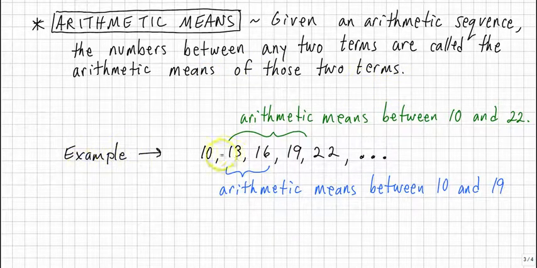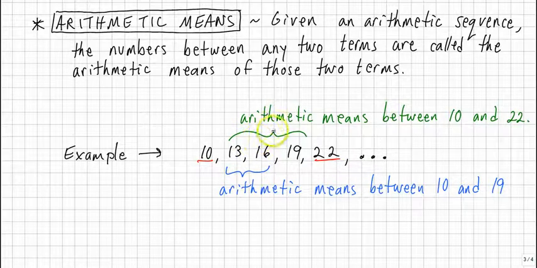So for example, say you have this arithmetic sequence: 10, 13, 16, 19, 22. We're just adding 3 each time. Well, if I pick 10 and 19, the two numbers that come between them are the arithmetic means between 10 and 19 for that arithmetic sequence. Well, what if I pick 10 and 22? Then 13, 16, and 19 are the arithmetic means between 10 and 22. So if I pick any two numbers in the sequence, the numbers that come between them are called the arithmetic means.